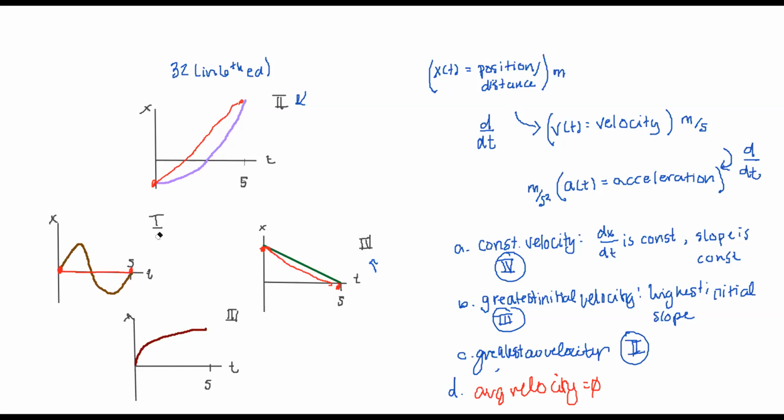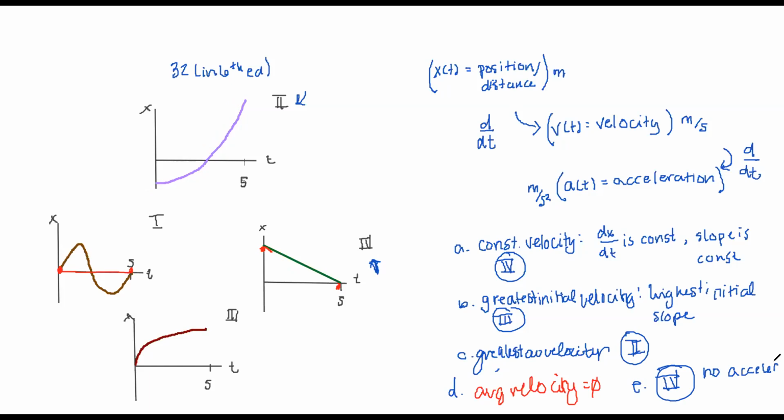Okay, all right, zero acceleration. So the question here is which of these graphs has no second derivative? Exactly right. You nailed it. It's 4. This graph here has no acceleration. It doesn't have a second derivative, or rather its second derivative is equal to 0 because it has no concavity.